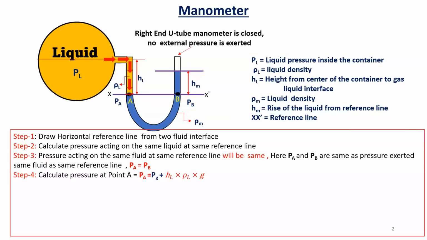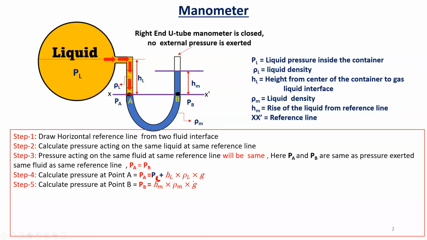Now how do you calculate pressure at point A? So pressure at point A, this is actually L. Okay, so that is PL plus the height from the center of the container to the gas liquid interface, that is HL. So we can write PL plus HL rho L into g, where rho L is the liquid density. Then calculate pressure at point B. So that is PB, which is nothing but Hm, the height rise of the liquid from the reference line, Hm into rho m into g.